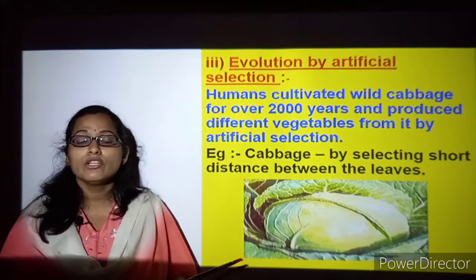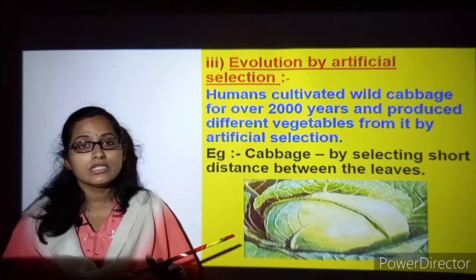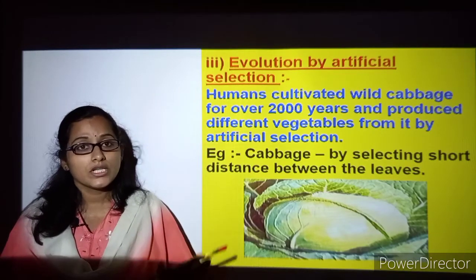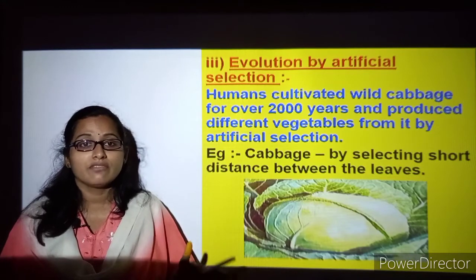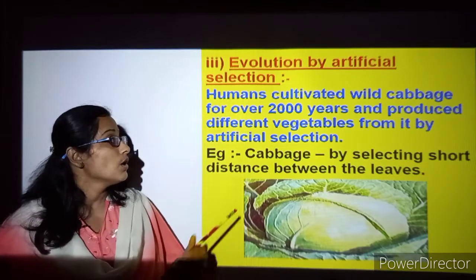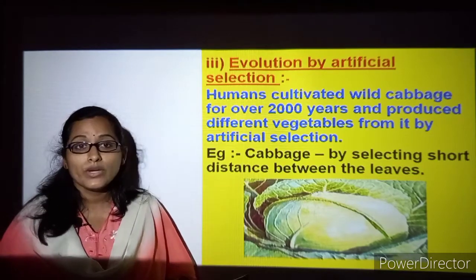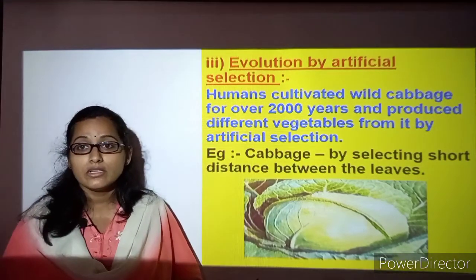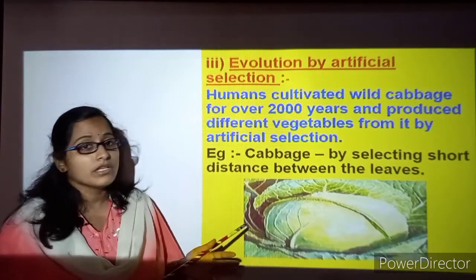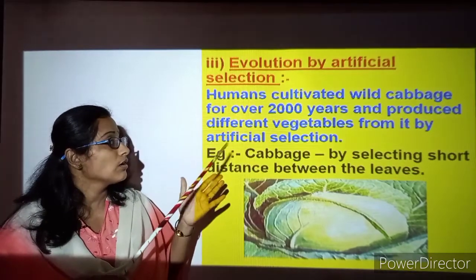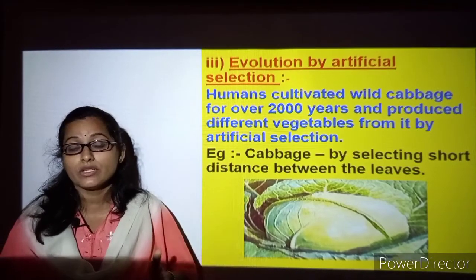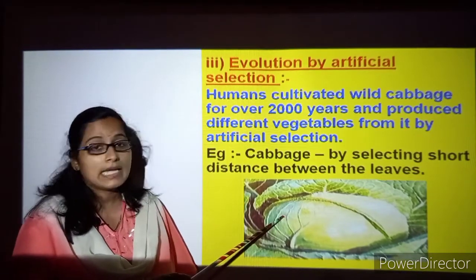So how evolution has happened by artificial selection. What does artificial selection mean? It is not through the generations. We human beings have done some experiments to cultivate certain vegetables or greens. So let's see that humans cultivated wild cabbage over 2000 years ago and produced different vegetables from the base cabbage.